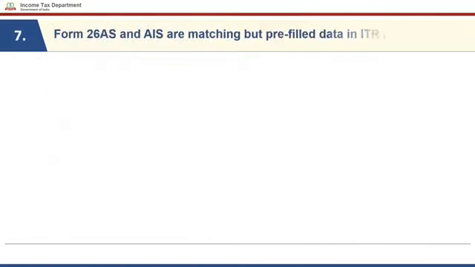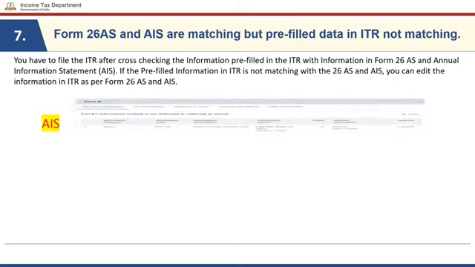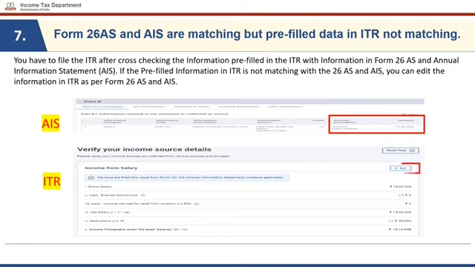In some cases, we are getting a query that Form 26 AS and AIS information is matching, but the pre-filled data in ITR is not matching. If you're facing this issue, you have to file your ITR after cross-checking the information which is available in the pre-filled section of ITR along with the information which is available in Form 26 AS and Annual Information Statement. If the pre-filled information in ITR is not matching with 26 AS or with AIS, you can edit the information in the income tax return.